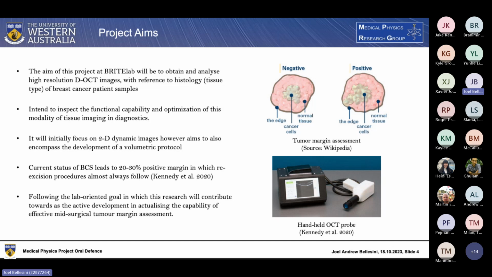In following a lab-oriented goal, this research will contribute towards an active development in a more reliable, effective mid-surgical tumor margin assessment. There was a study done in 2020 where the lab engineered a handheld OCT probe, not dynamic, just OCT, and that was for in vivo assessment as well. The overarching goal of this research will be to be able to take a volumetric scan of a lump of excised tissue and be able to detect within a feasible duration of time whether or not the tumor margin is negative, and therefore it's been a successful treatment or not.